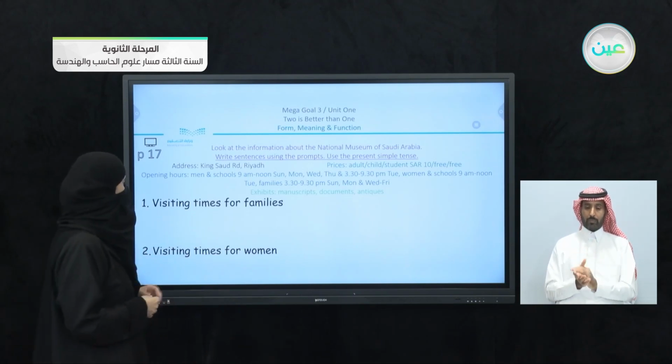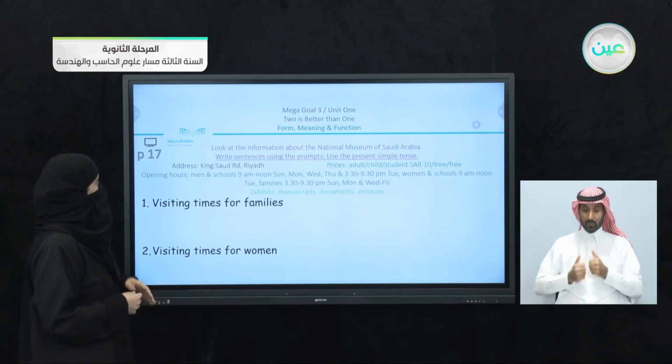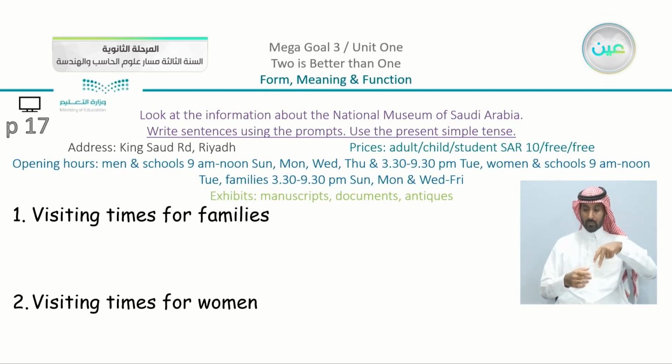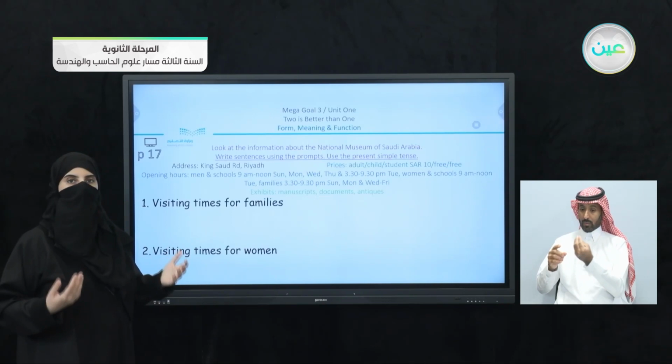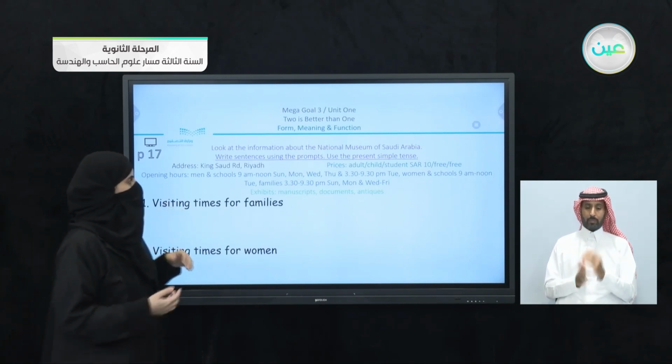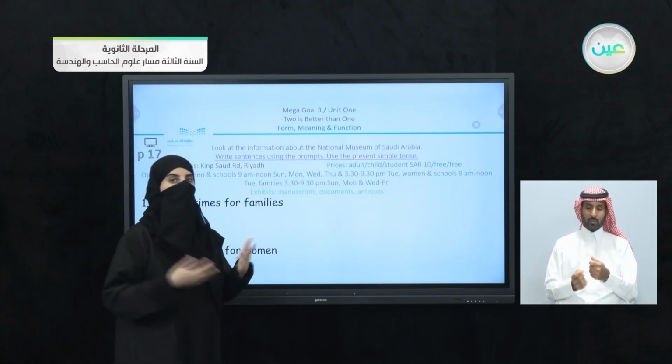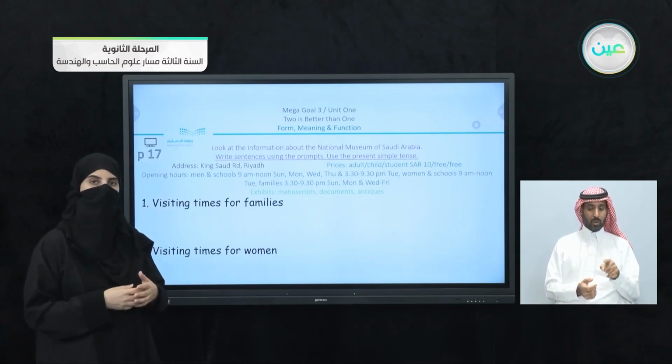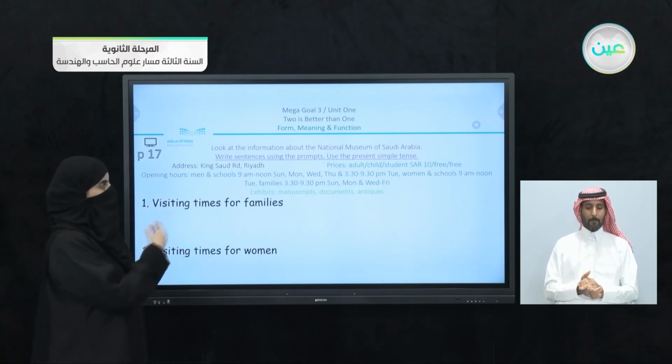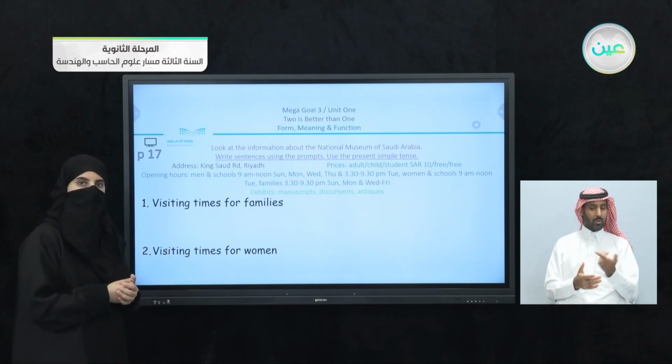Now we have your visiting times for families. Now you can see that we have here the address. We have prices. Now there are different prices we have here. And we have opening hours. Now there are different opening hours if they are men, women, or schools. Also the prices. Note that we have something free. For whom is the free price, or for example, the fee, the 10 riyals, who is it for?